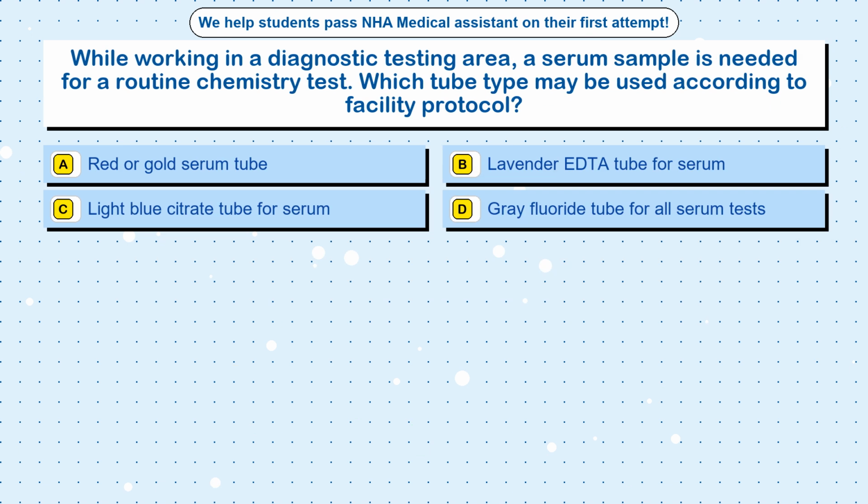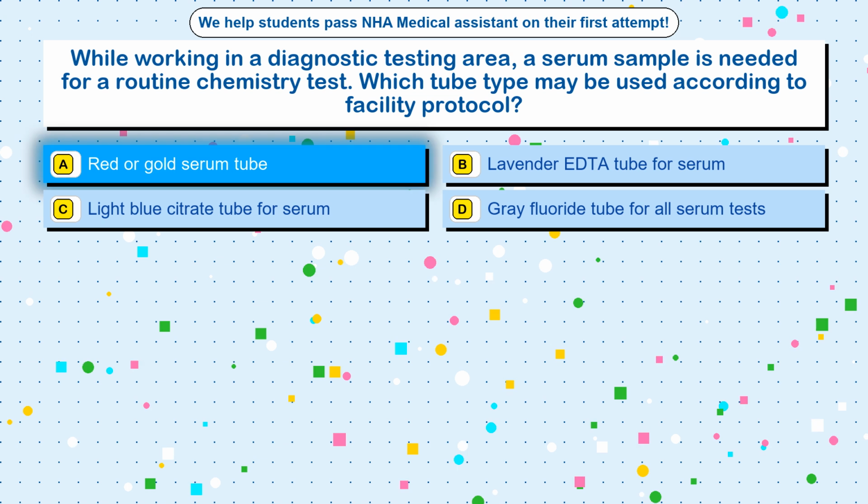Question 65. While working in a diagnostic testing area, a serum sample is needed for a routine chemistry test. Which tube type may be used according to facility protocol? Option A, red or gold serum tube. Option B, lavender EDTA tube for serum. Option C, light blue citrate tube for serum. Option D, gray fluoride tube for all serum tests.